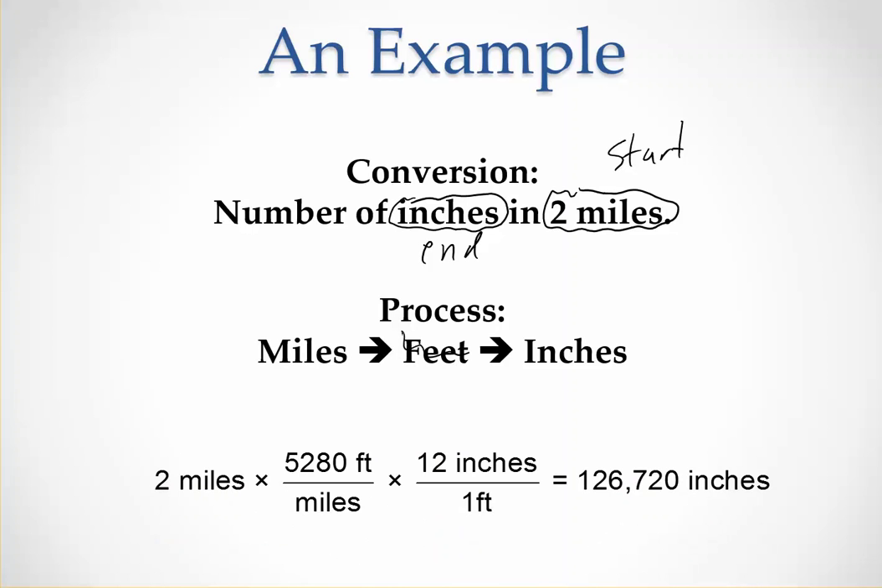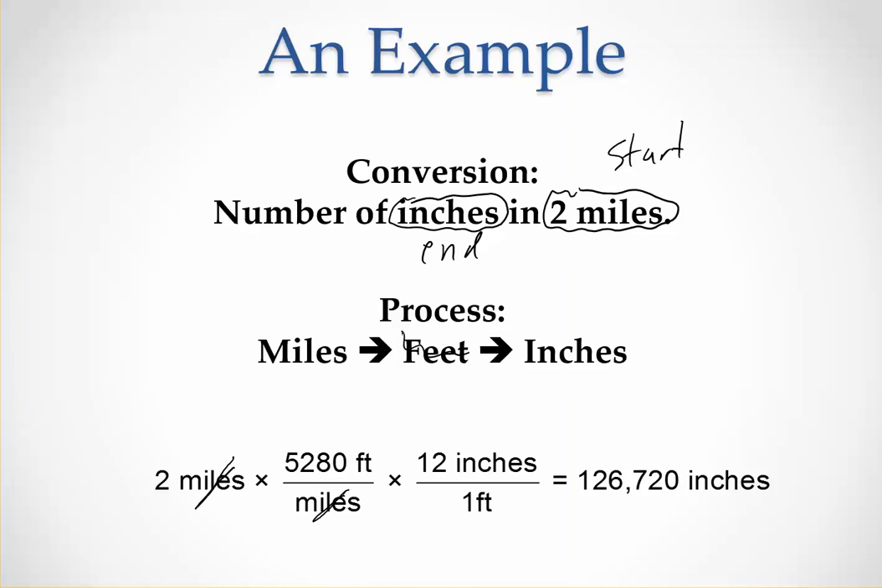So in this example, we will start with 2 miles, and now what we want to do is create our conversion factors. And in this instance, we have 2. So the first one is 5,280 feet per mile. So what we want to do, whenever possible, is set them up so that we can cancel.